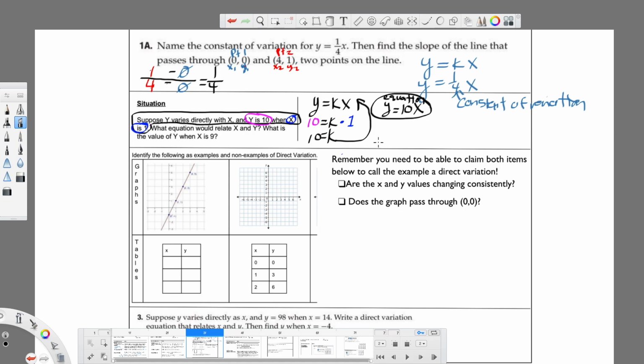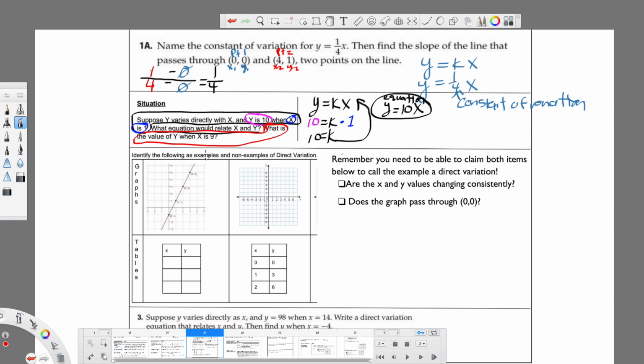So now we've answered this question: what's the equation that would relate x and y? And I went too far there. The last piece we need to do is answer this question. Now that we know, there we go. So what is the value of y when x is 9?